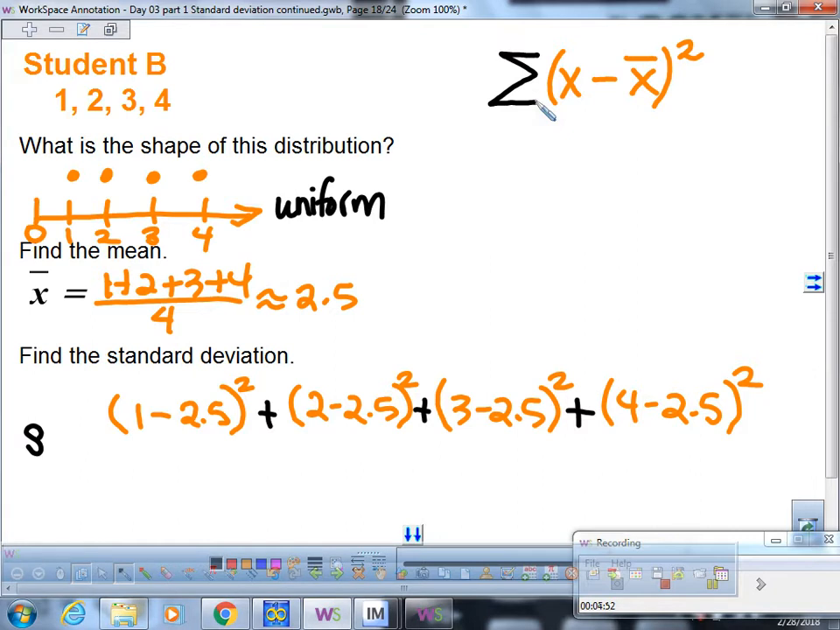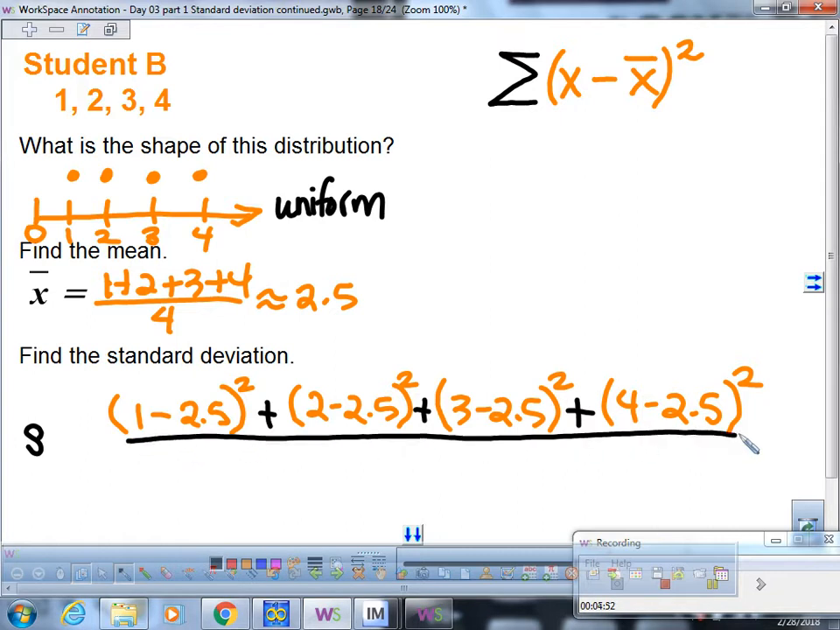So I have each one of my values. I'm going to see how far it is away from the mean. I'm going to square it, and then I'm going to sum them up. Then what's the next part after you sum with an average? Divide. So the next thing I'm going to do is divide.